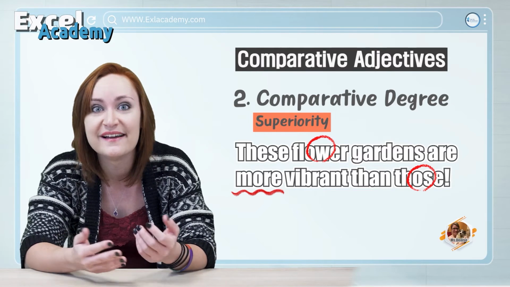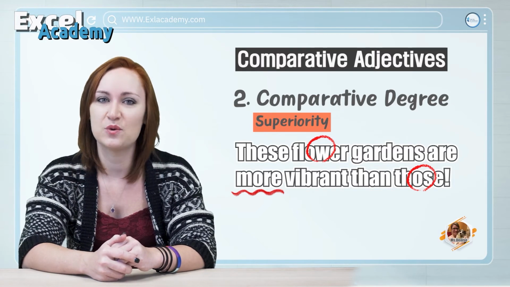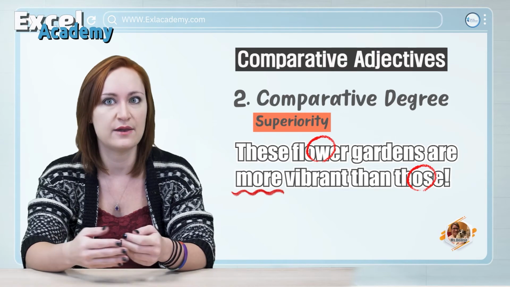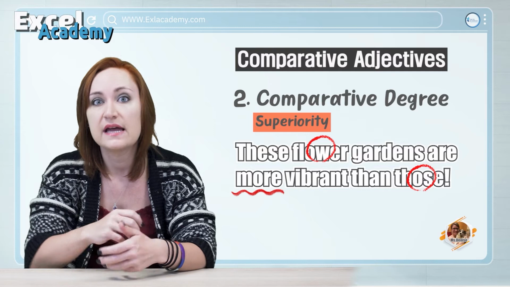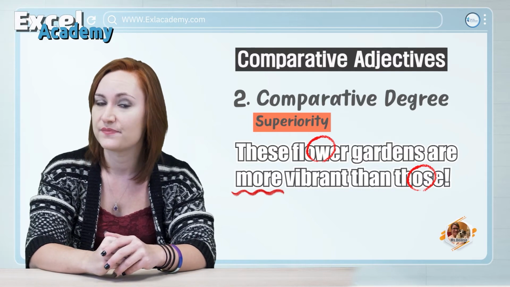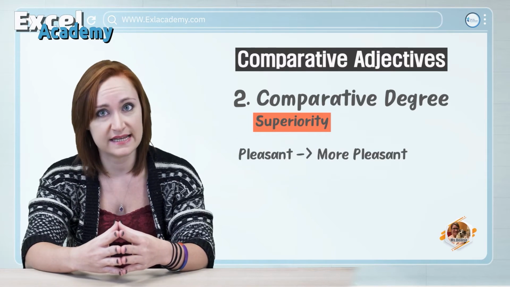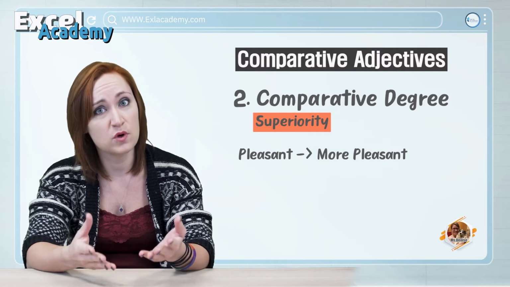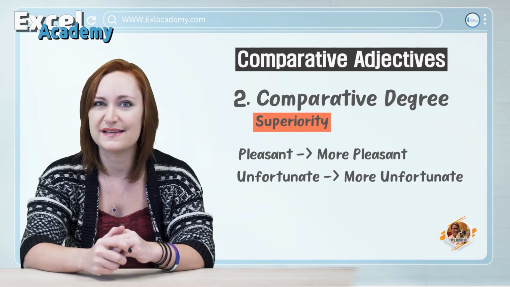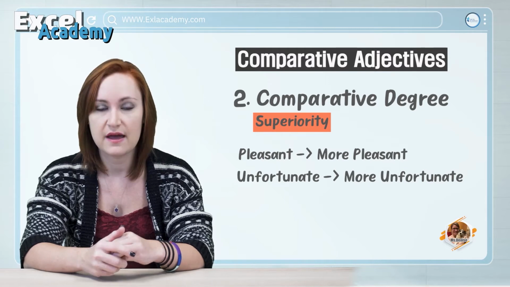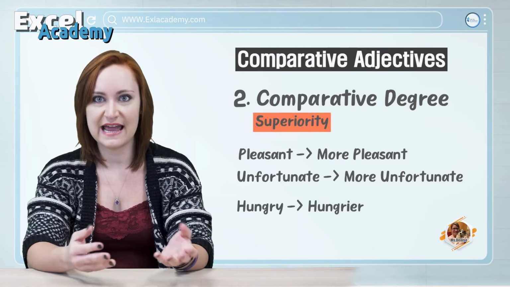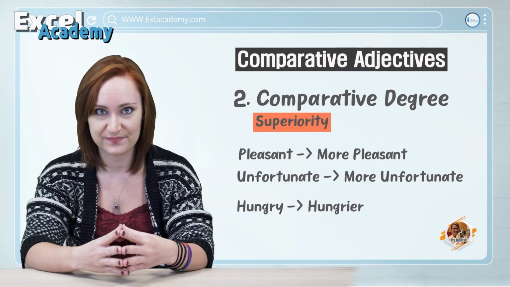It's not a word. Sometimes it's difficult to tell which adjectives take more and which have an ER added, but you'll learn that with practice. Here are a few of each. The positive form of pleasant, the comparative form is more pleasant. The positive form is unfortunate, the comparative form more unfortunate. The positive form hungry, and the comparative form hungrier.